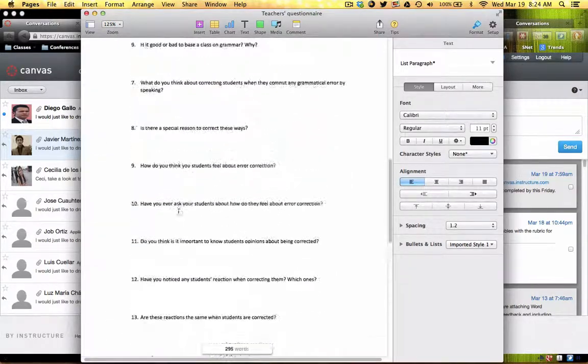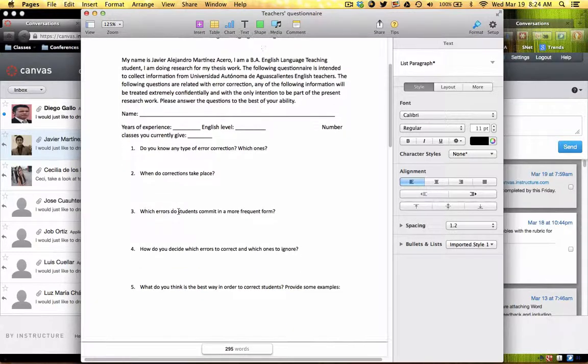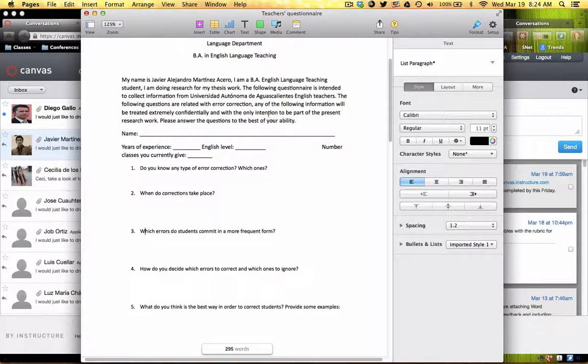But again, I would cut back the number of questions and keep it limited here. And I think you can probably reduce the amount of information you have up here in your introduction. The following questionnaire is intended to collect information about teachers. The following questions are related to error correction. Any of the information would be... So like here, you could probably remove this sentence.